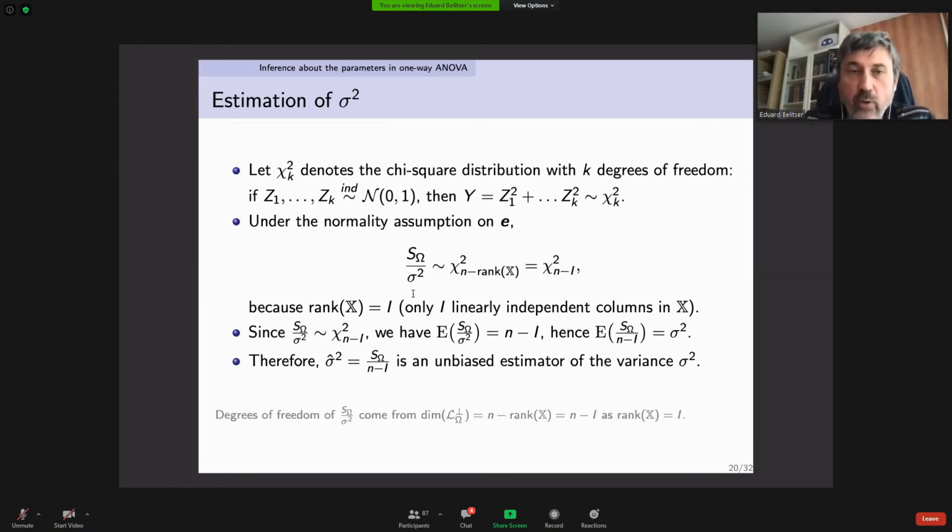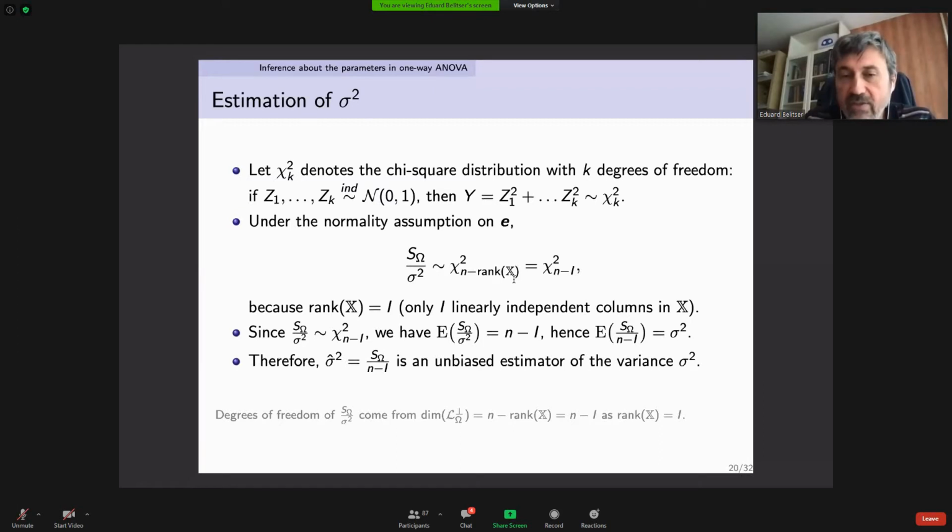Let me remind you what the chi-square distribution is. Just take Z1 and so on, Zk, identically distributed, normal 0, 1, and then take the sum of squares of those. Then you have a new random variable Y, and that random variable has a distribution called chi-squared with k degrees of freedom. That's how this distribution was introduced. And the claim is that this S omega divided by sigma squared has this distribution.